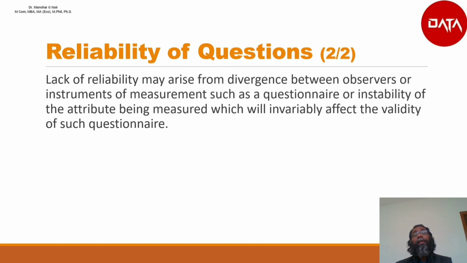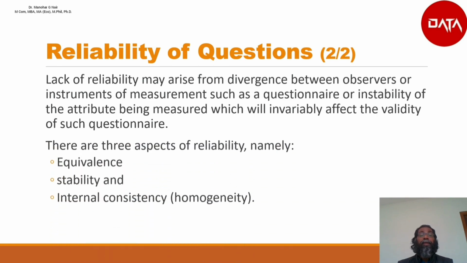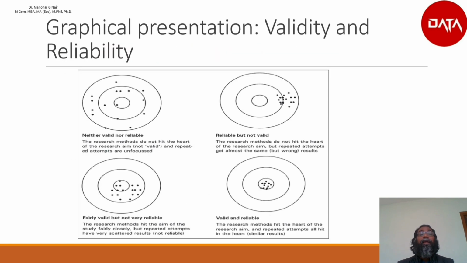Lack of reliability may arise from divergence between observers, or through instruments of measurement such as the questionnaire, or instability of the attribute being measured, which will invariably affect the validity of such a questionnaire. So there are three important aspects, namely equivalence, stability, and internal consistency or homogeneity.